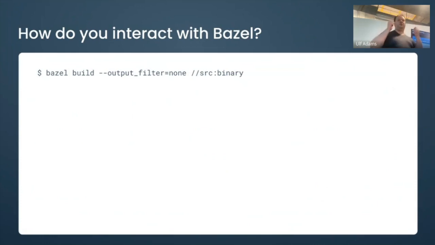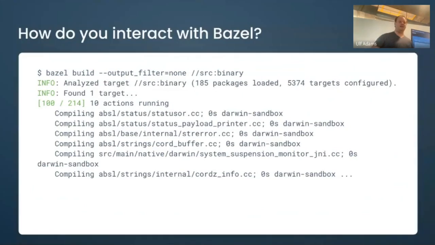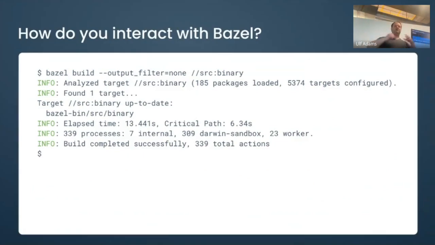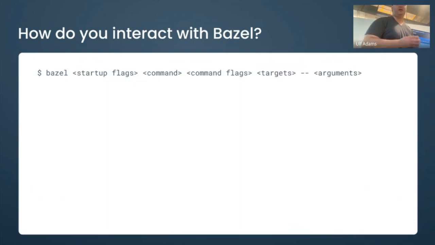OK, so how do you interact with Bazel in this case? You run bazel build, output filter equals none, my target. And then it starts doing things, and it prints something. And at some point, it's done. All right, and you have your binary. So when we look at this command line, there are a couple of parts here.